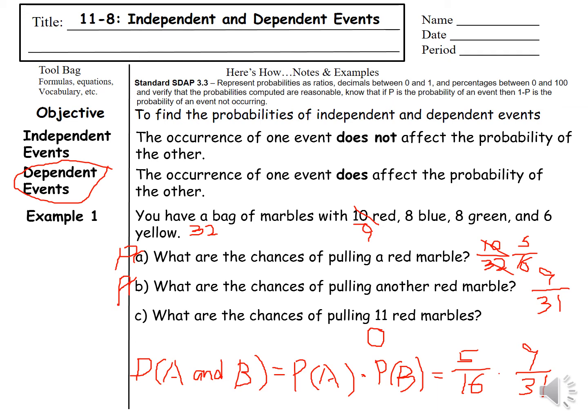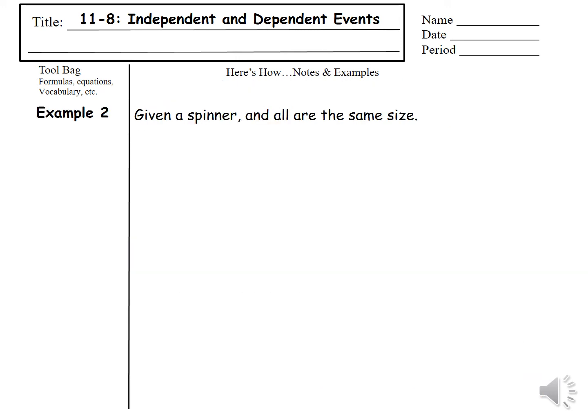So let's see another one. Example 2, given a spinner. You all know what a spinner is. Look on the right side.